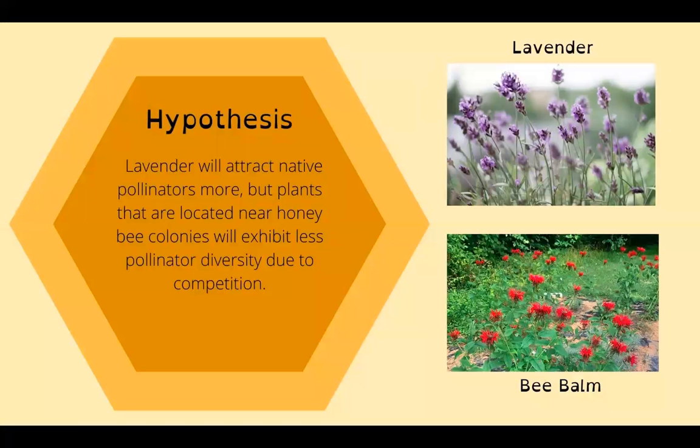My hypothesis is that lavender will attract native pollinators more, but plants that are located near honeybee colonies will exhibit less pollinator diversity due to competition. This means that the urban garden located near the honeybee hives will show more honeybee populations compared to native bee populations due to competition.